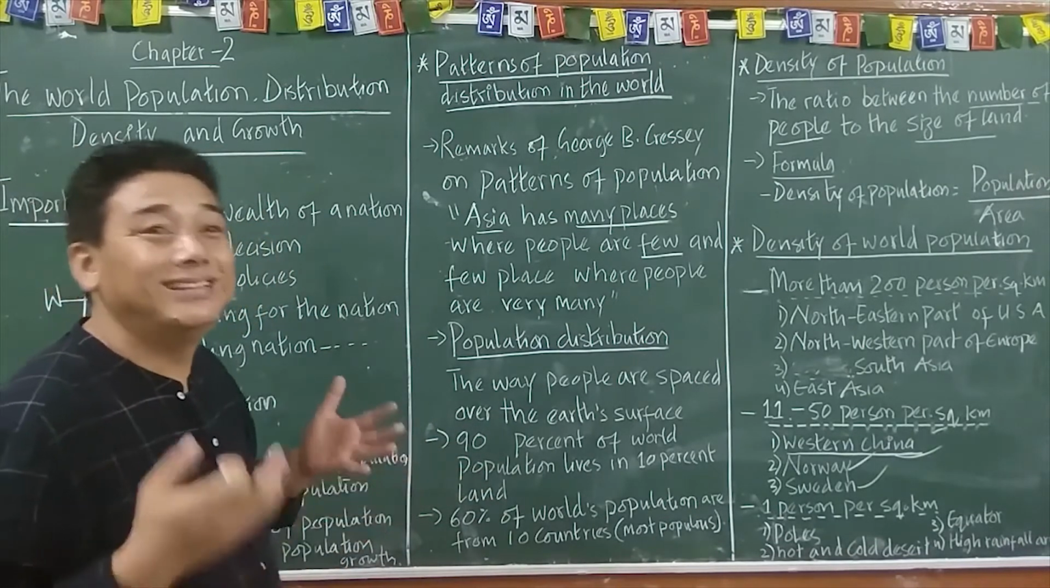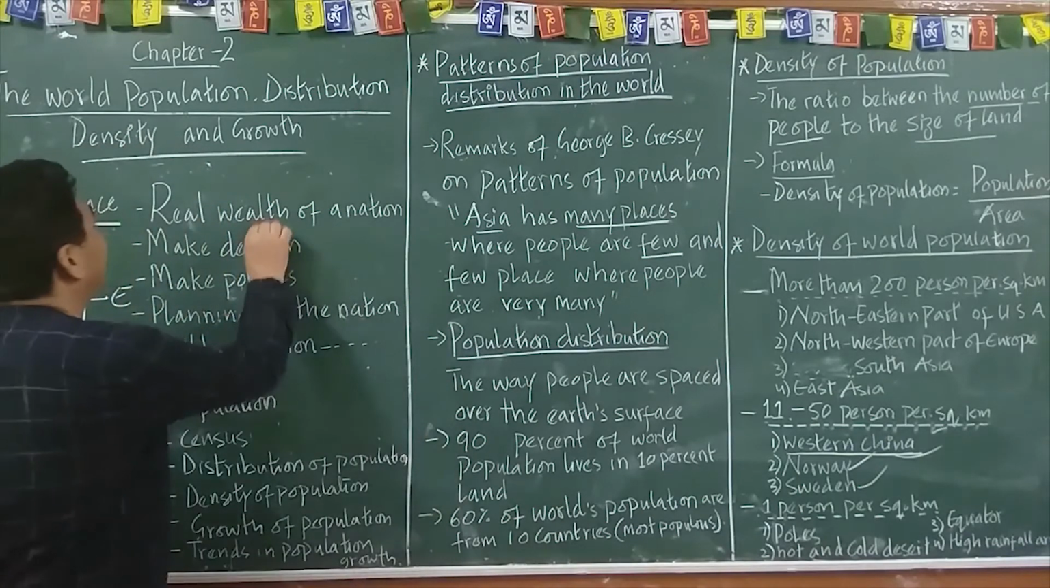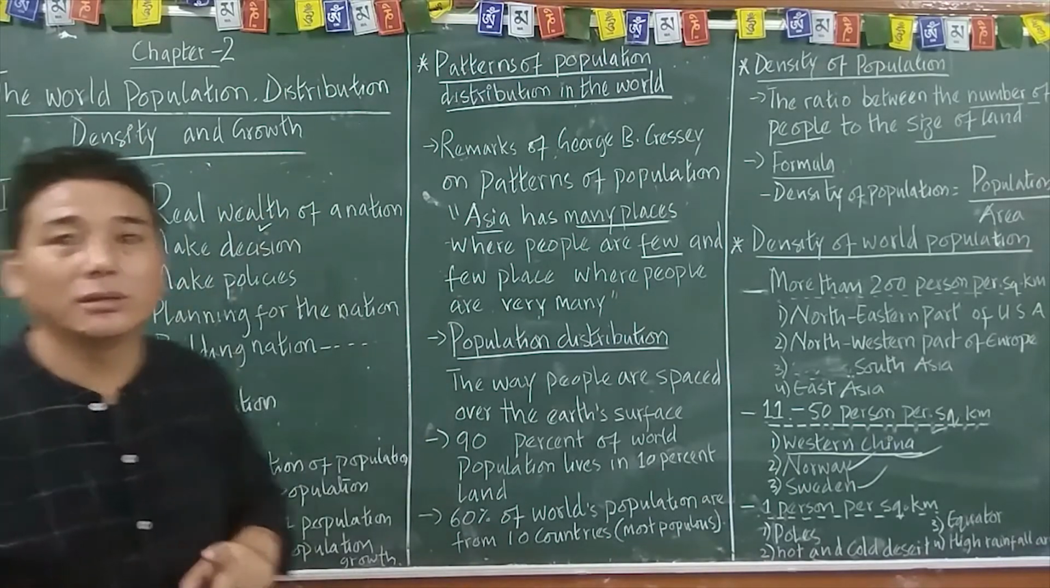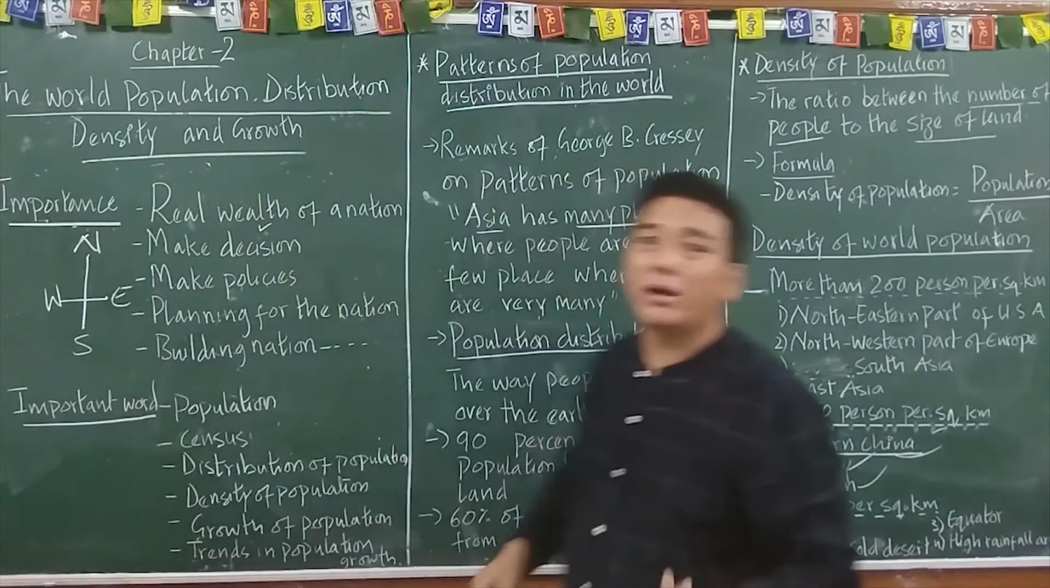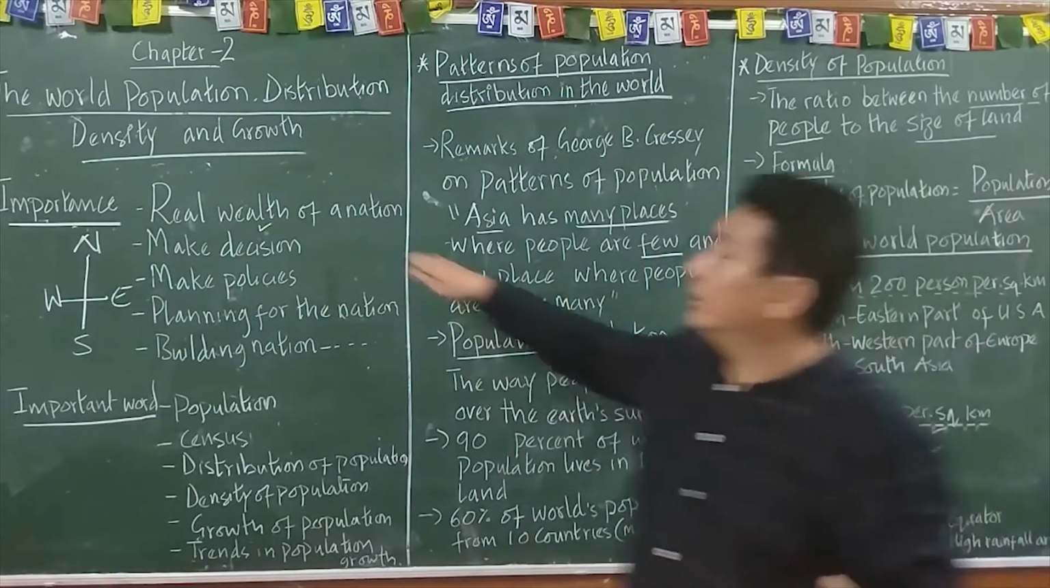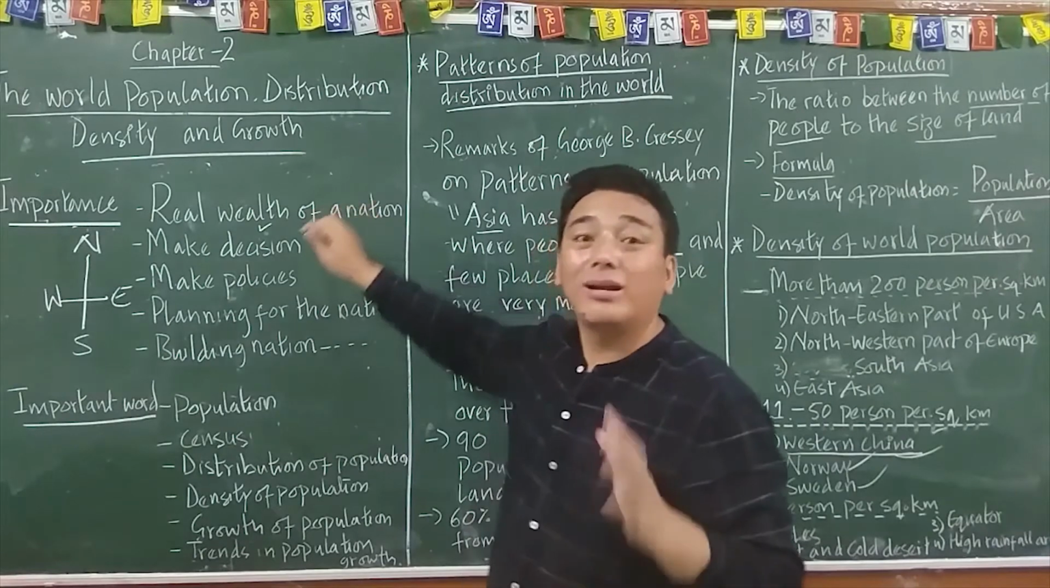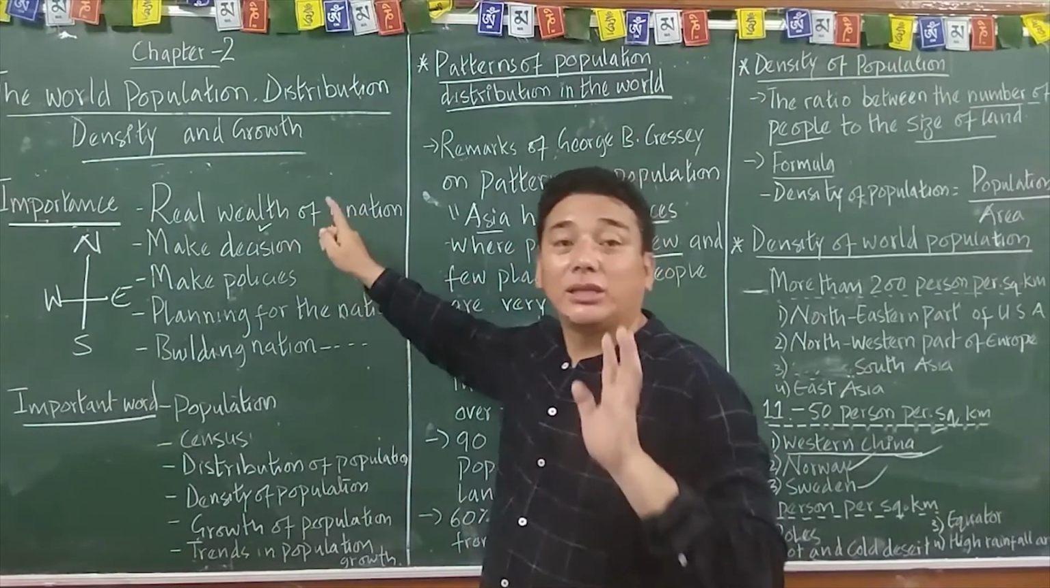Right? These are, for example, the real wealth of the nations. So people are the real wealth of the nation.